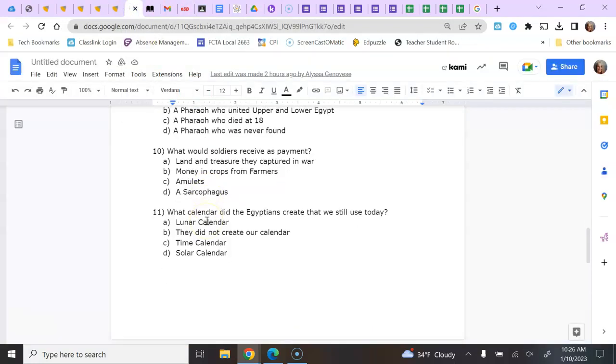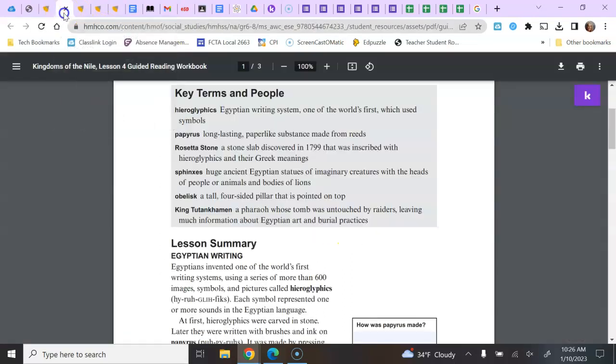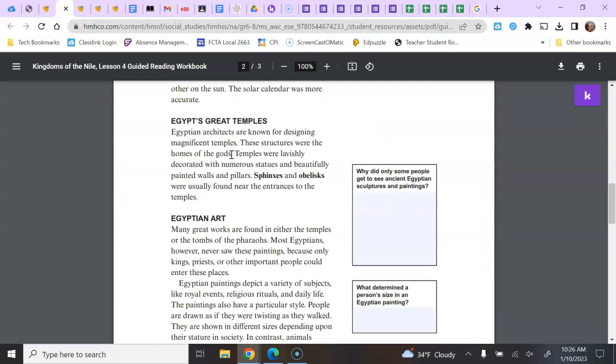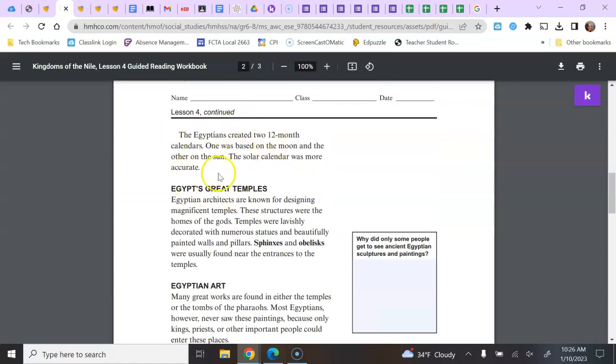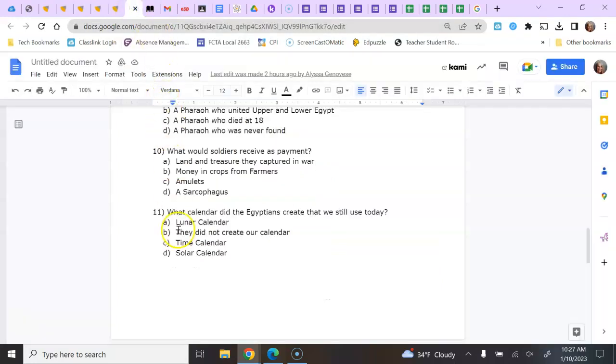Number 11. What calendar did the Egyptians create that we still use today? That was in workbook lesson 4. And it falls under, right here, the Egyptians created two 12-month calendars. One was based on the moon and the other on the sun. The solar calendar was more accurate and is the one that we still use today. So what calendar did the Egyptians create that we still use today? A, lunar calendar. B, they did not create our calendar. C, time calendar. Or D, solar calendar.